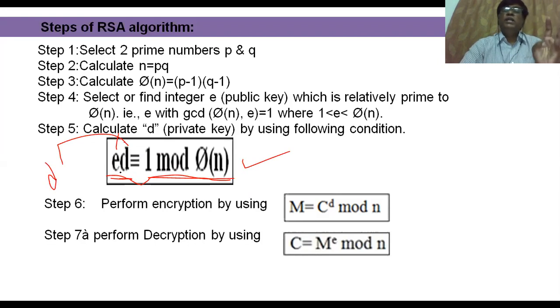So we have the P value, Q value, N value, phi N value, E value and D value. Then perform encryption using this formula. This is the encryption, and this is the decryption formula. So perform the encryption and decryption and send the data.